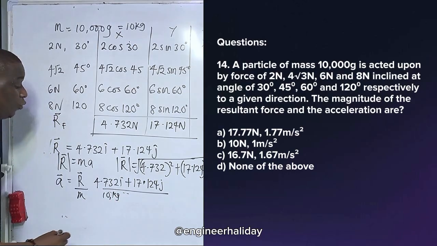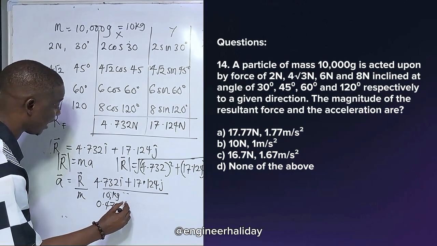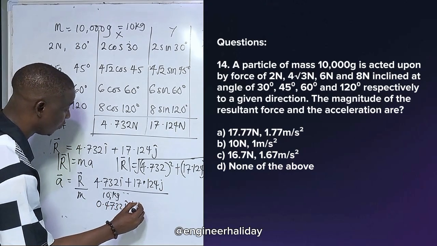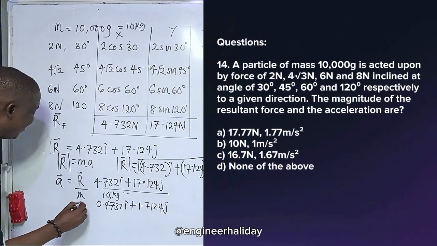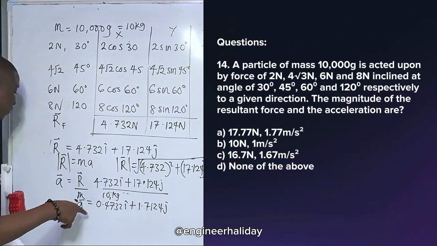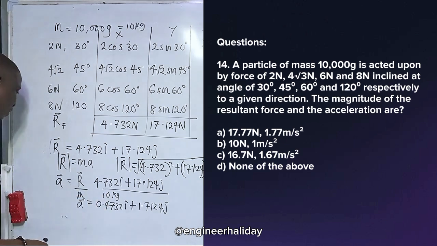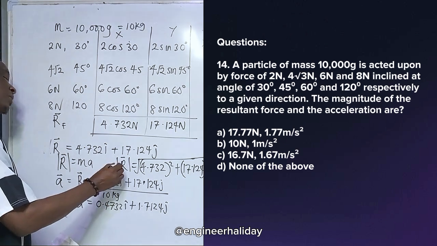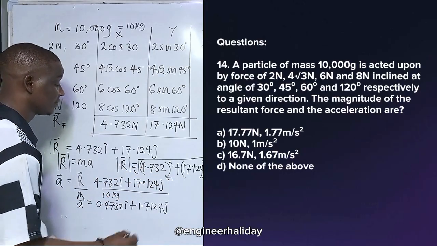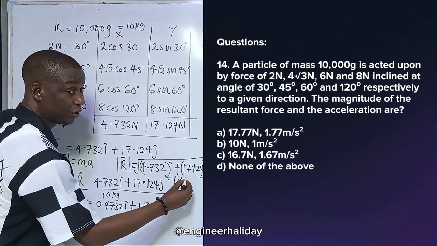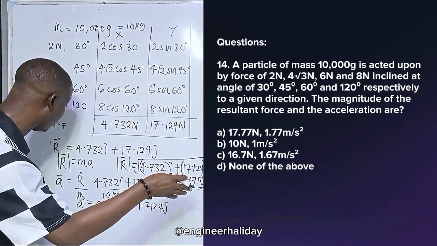So your answer will now be 0.4732 i plus 1.714 j. That means acceleration in vector form. Acceleration in vector form is this one, in case they ask you. But out of this, the resultant force, which is the answer, what's the answer of that one? 17.77 Newton. That is in magnitude.